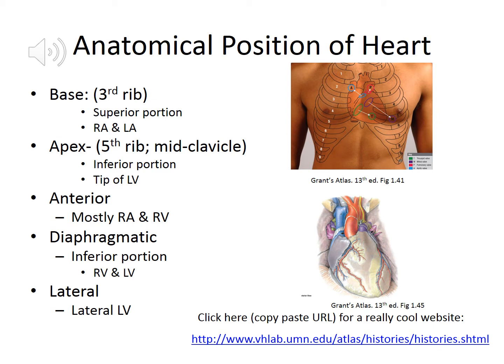Also note the location of the aortic and the pulmonic valves. The aortic valve is located primarily on the right side of the sternum, while the pulmonic valve is located more on the left side of the sternum. Also note that the best place to auscultate the mitral valve would be over the fifth intercostal space.